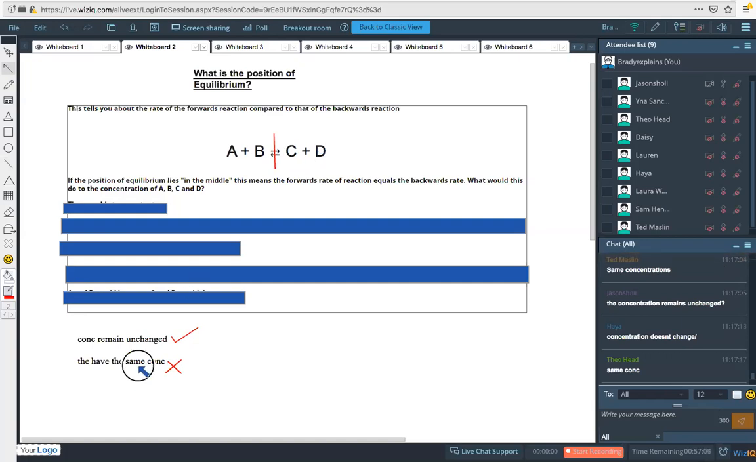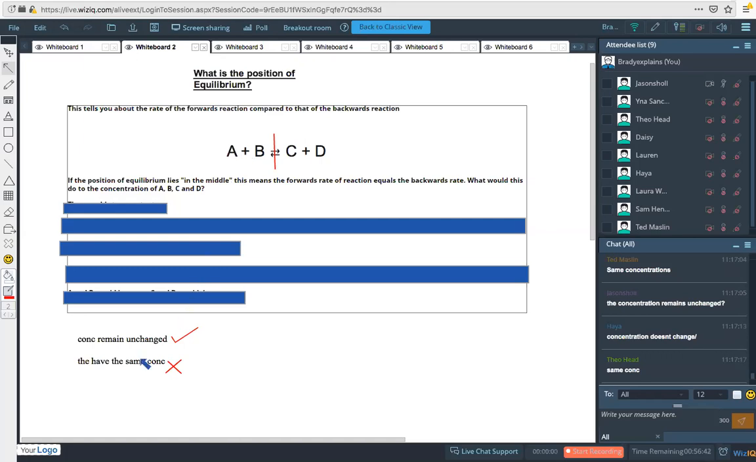If you say they all have the same conc, what you're actually saying there is A, B, C, and D have an equal concentration, which is not true because A could have a concentration of 10, B could be, I don't know, 4, C could be 7, D could be 2. So the concentrations don't have to be identical to each other.